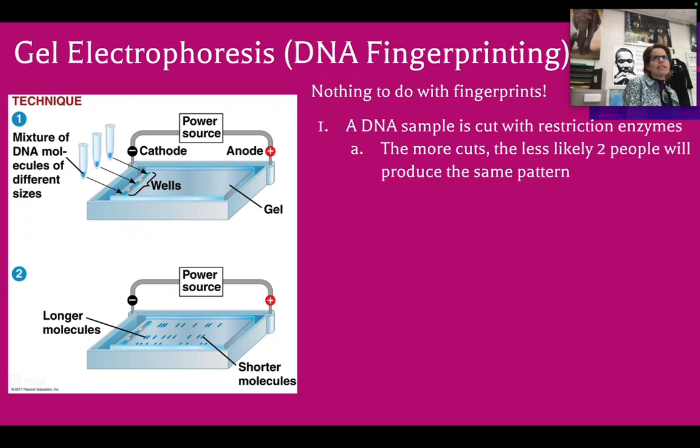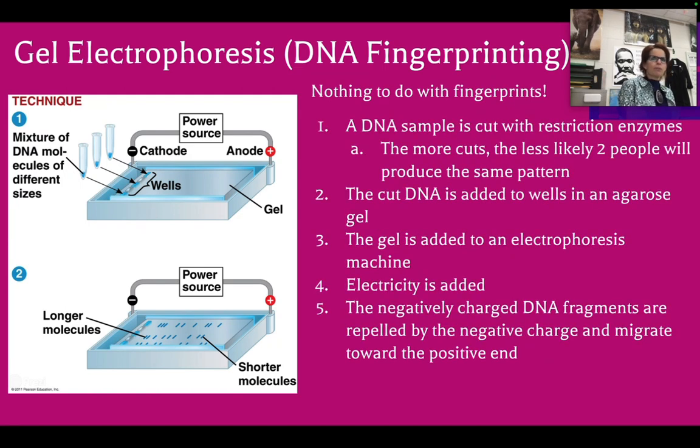Okay, and then DNA fingerprinting, you do need to be familiar with it. So it's the idea that you cut the DNA with restriction enzymes, and the fragments of DNA are negatively charged. So you put them in the negative end. Look at the little test tubes. They're going in the negative end of the electrophoresis machine.